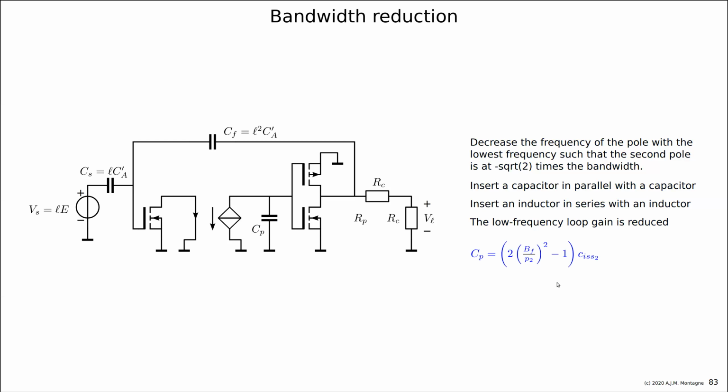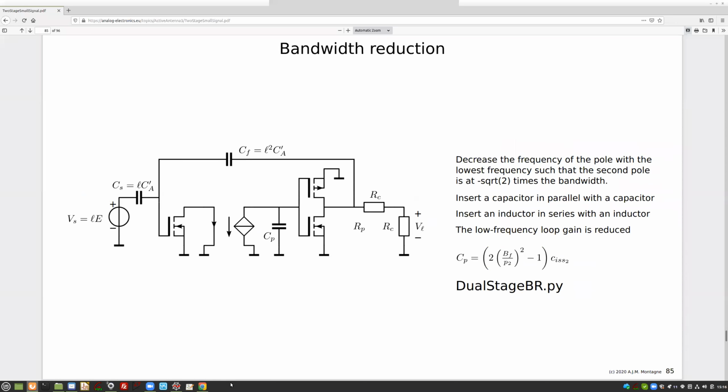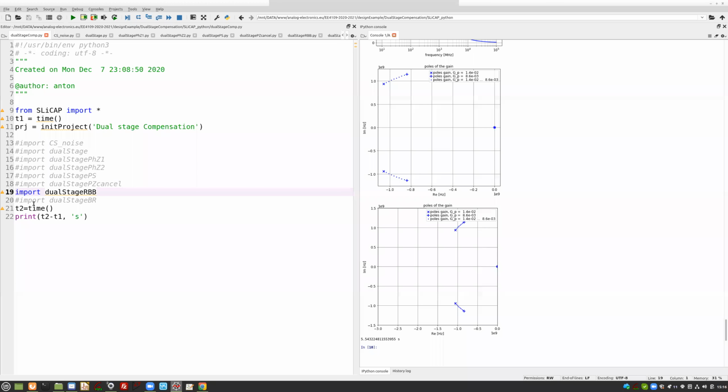So this is then the equation that you can derive from the loop gain pole product, the square root of 2, and you have to square the whole thing. And then we know the value of CP, and we can simply calculate it with SLiCAP, put this design equation there in SLiCAP and calculate the CP and see what comes out of that. Well, let's do it. Let's go to our last option for compensation, which is the BR, which stands for bandwidth reduction.